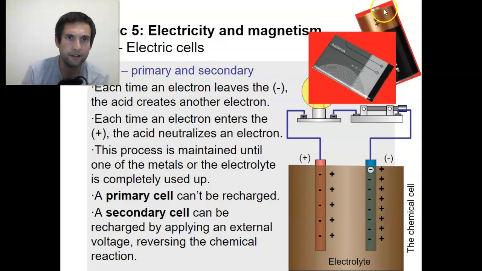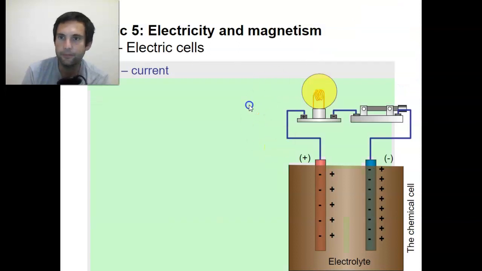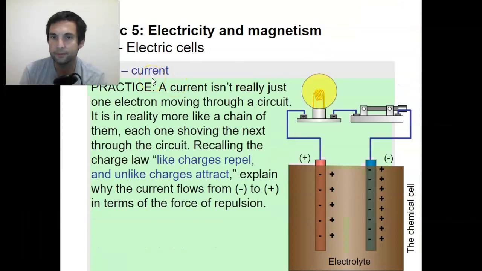Alright, so we've got the Duracell with a positive terminal, this little nub at the top. The negative terminal is down here. Then we have this old cell phone battery where we have the positive terminal on the right side and the negative terminal here. It's always the same thing. So a current isn't really just one electron moving through a circuit. In reality, it's like a chain of them, each one shoving the next one through the circuit.